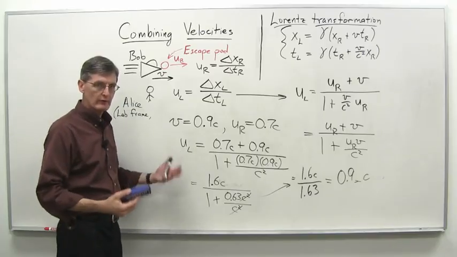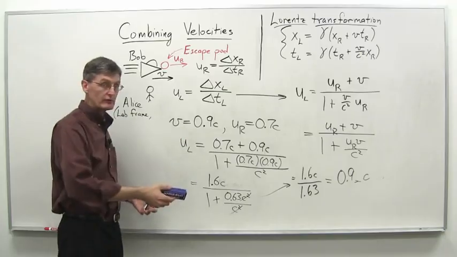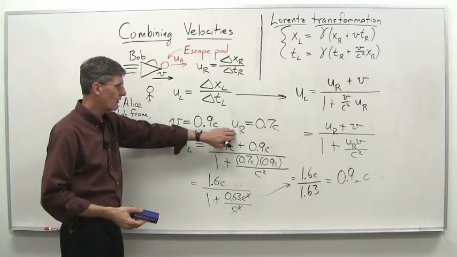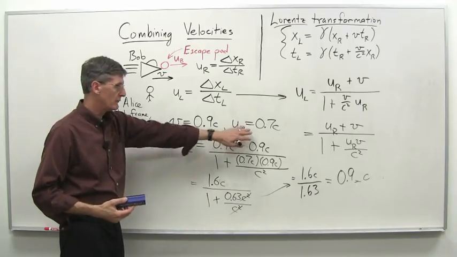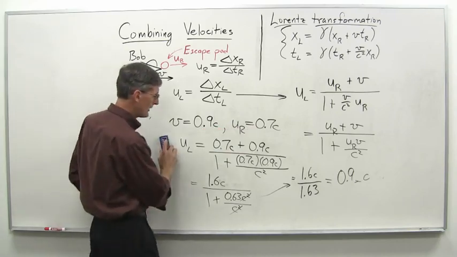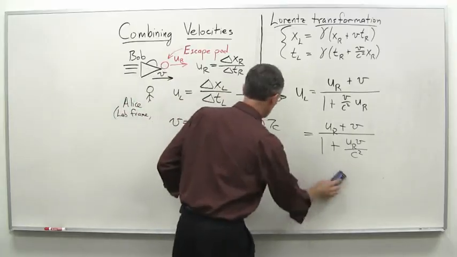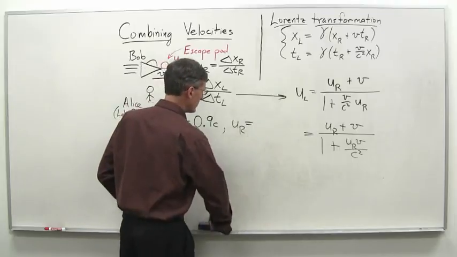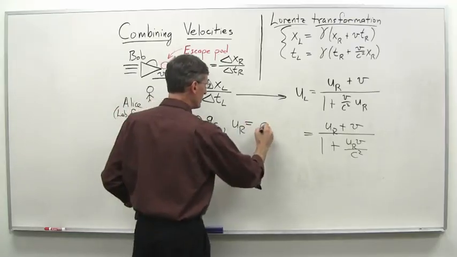In fact, you might want to pause the video here for a minute and just try that situation. In other words, u sub r, which has been the velocity of the escape pod, what if that was just a light beam, so at the velocity of light? So try that if you want, and we'll do it right now. U in the rocket frame is going to be a beam of light, so it's just going to be C.